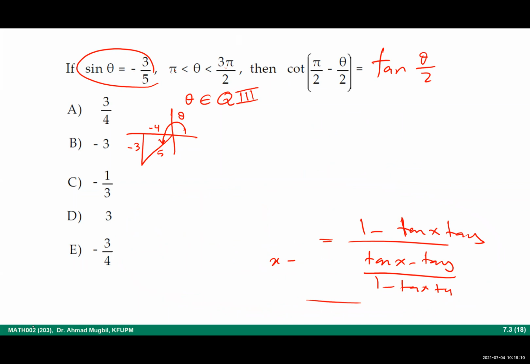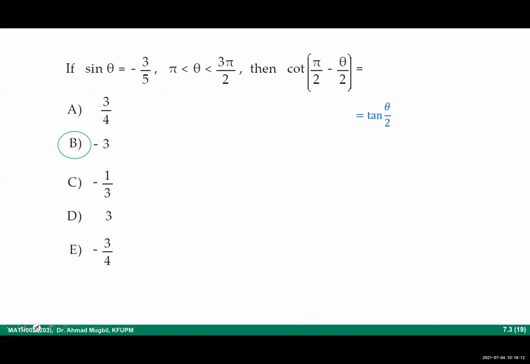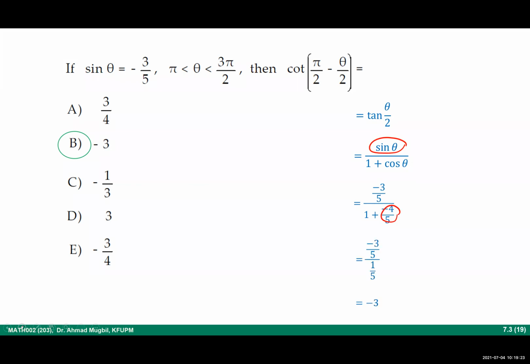Now, what is tan theta over 2? You know what it is. Tan theta over 2 is sine theta over 1 plus cosine theta, and we have the sine and the cosine. Just look how easy it is. The answer is -3. So easy.